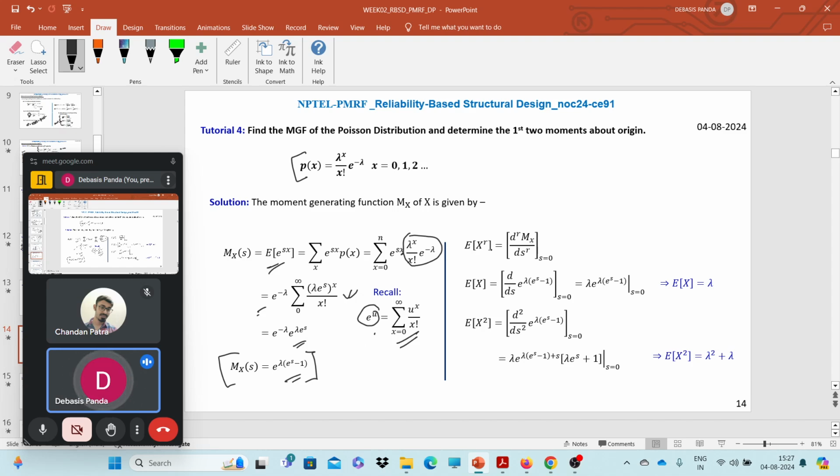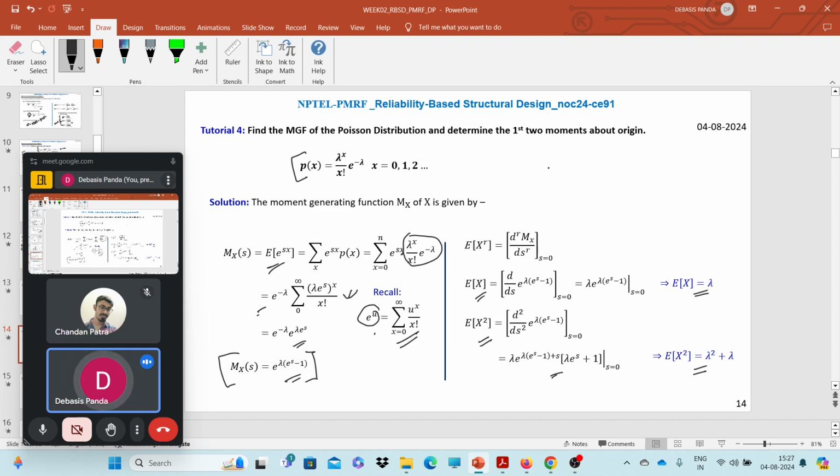Now find out the moments, the first two moments about the origin. First, the mean: how will we get it? You just differentiate the moment generating function with respect to s and take the value at s equals 0. This is a very simple differentiation. If you perform it, you will find lambda. Similarly, if you want to calculate the mean square value, that means the second moment about the origin, you just need to differentiate it twice, and take the value at s equals 0.